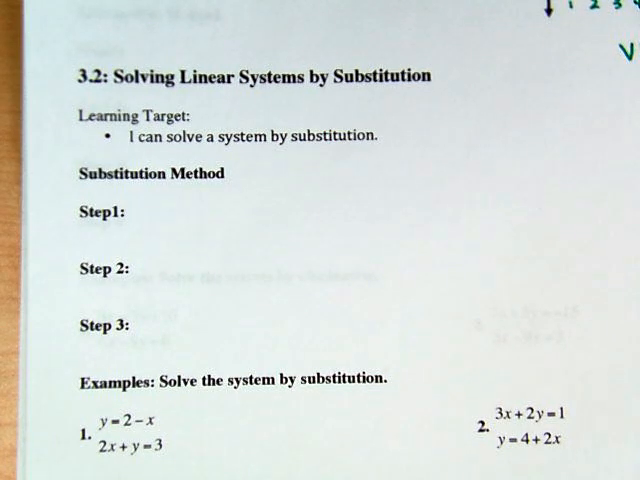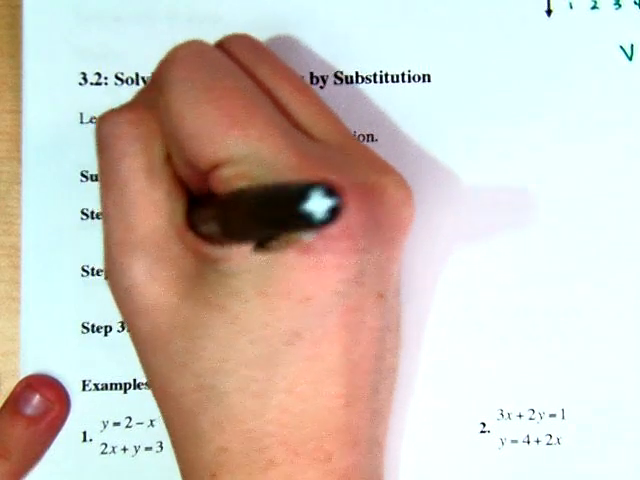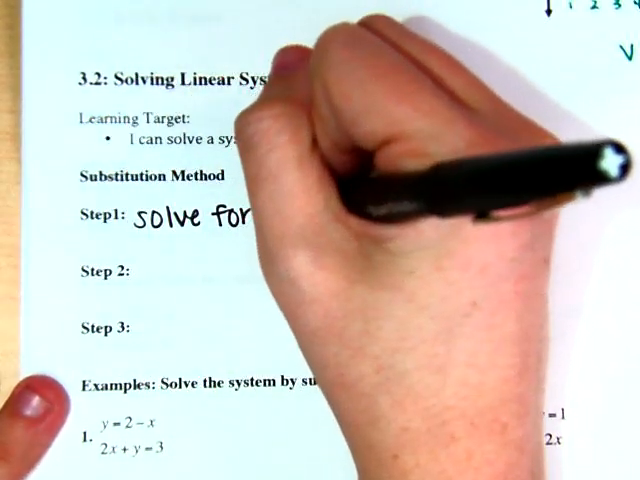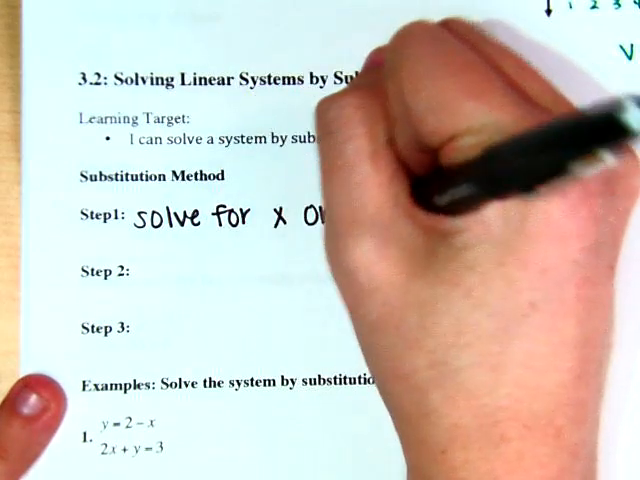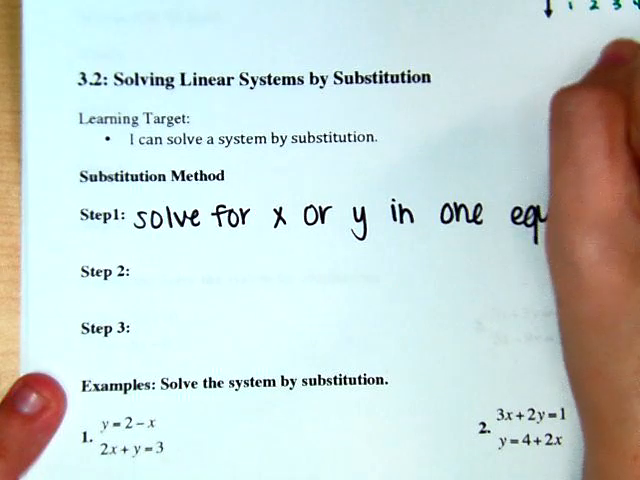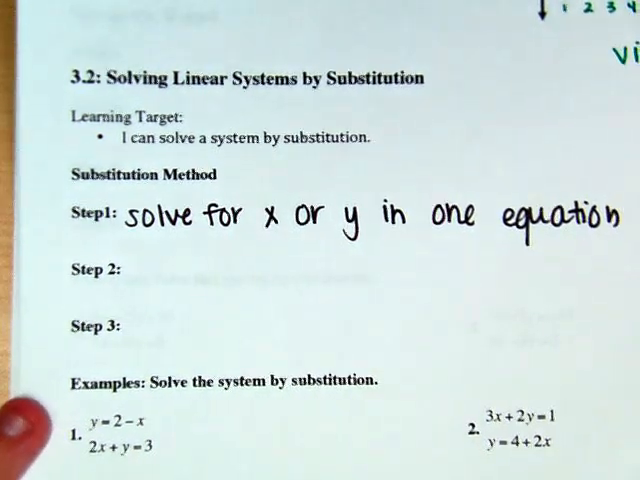We got 3.2 day 1, which is all about substitution, which you have done before as well. Chapter 3 is a lot of review. So first step in substitution is you're going to solve for x or y in one equation. Pick an equation and solve for either x or y, whatever is going to be easiest for you.